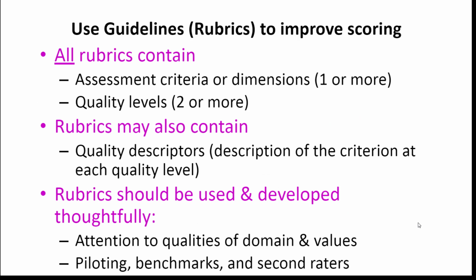When looking at rubrics, there are different types of things to notice. First of all, rubrics contain assessment criteria, and usually the assessment criteria is what you'll see in rows. For example, it might be writing mechanics, grammar, topic structure, and then it will also have quality levels that you typically see in the columns. They can be levels of anything from 2 or more. Rubrics also may contain descriptors, describing what happens at each one of the intersections of the assessment criteria and the quality level.